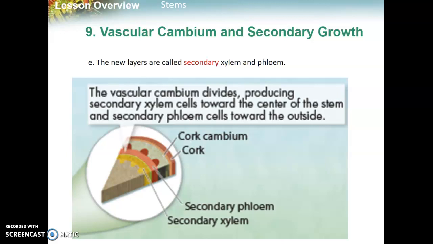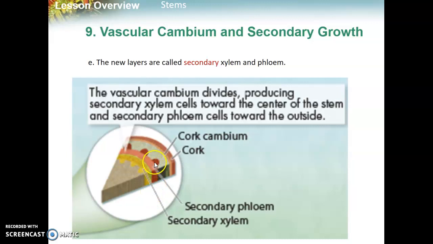So let's review a tiny bit. In the last session, we were talking about this thing called the vascular cambium. Vascular cambium is this green ring of tissue. It goes all the way around the stem. On the inside of the vascular cambium, xylem cells are made, and on the outside, phloem cells are made. It is this vascular cambium that is responsible for making the vascular tissue, the xylem and the phloem.